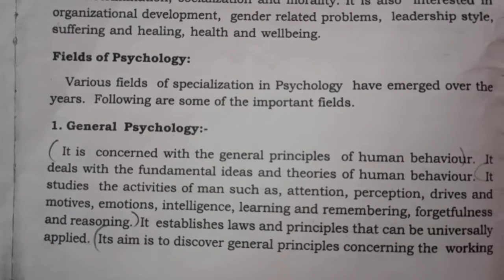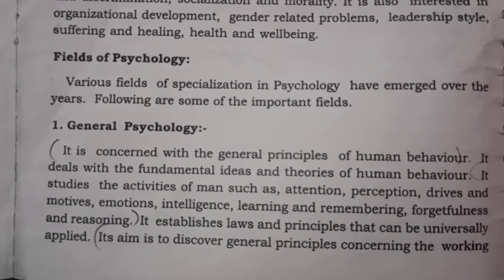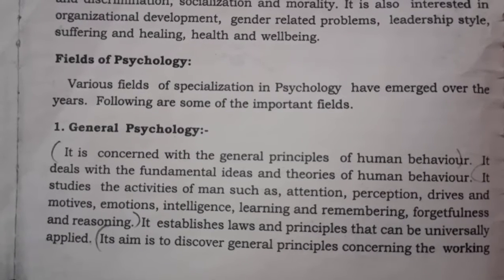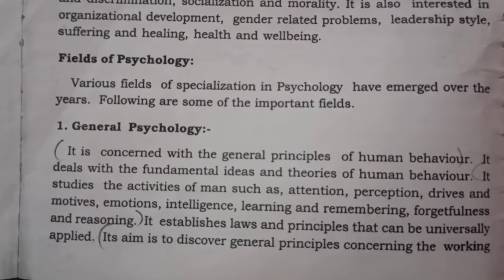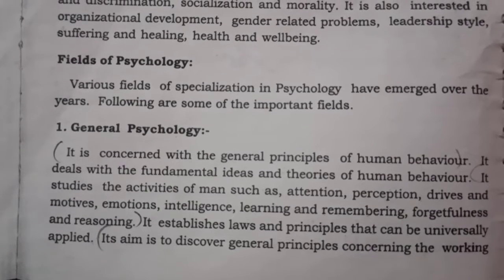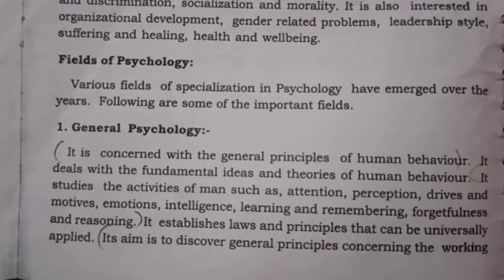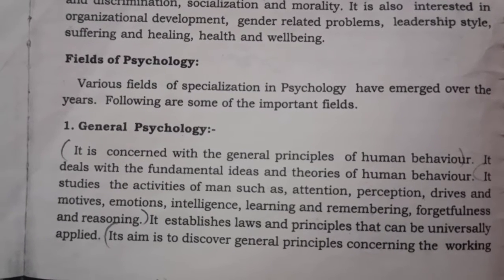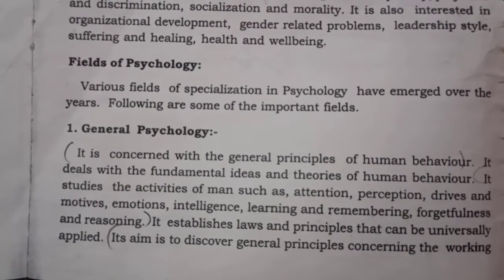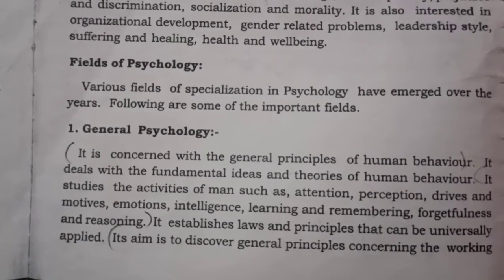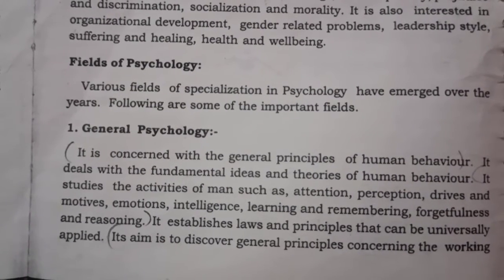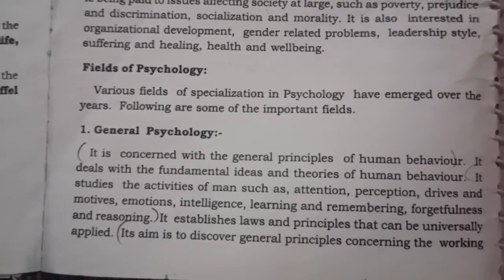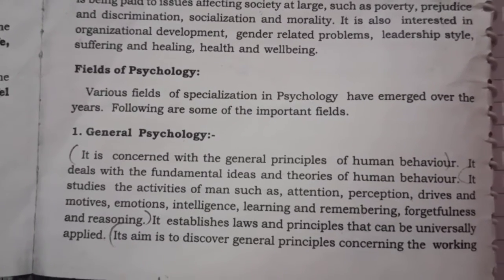So the first field is general psychology. It is concerned with the general principles of human behavior. It deals with the fundamental ideas and theories of human behavior. It studies the activities of man, such as attention, perception, drives and motives, emotions, intelligence, learning and remembering, forgetfulness and reasoning. So, general psychology is basically the basic things that humans have.